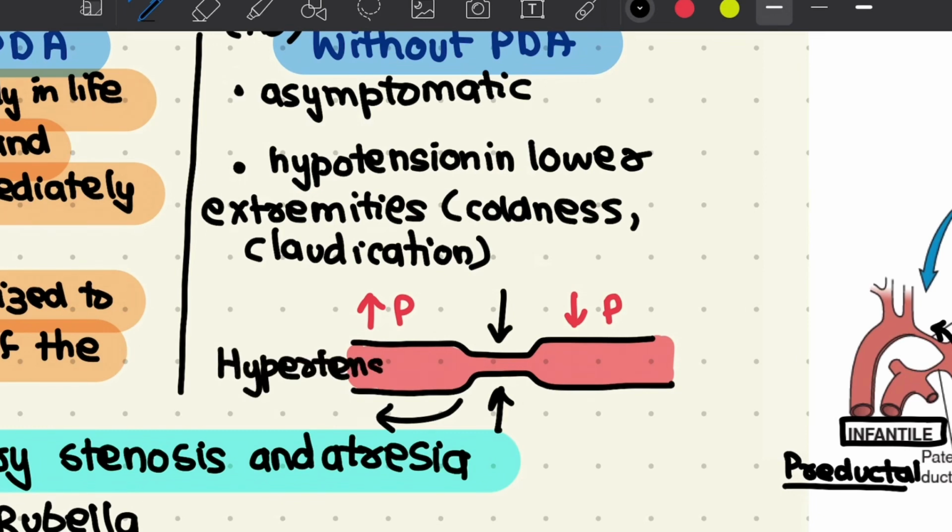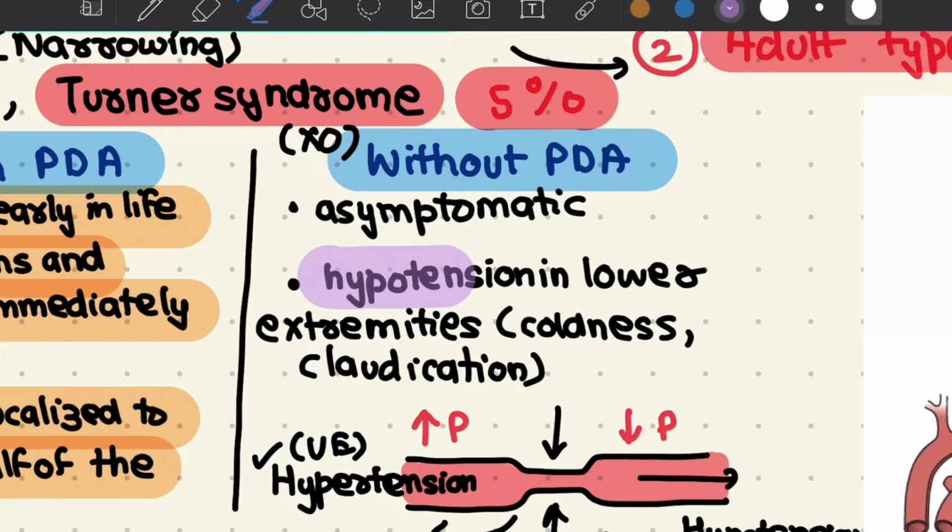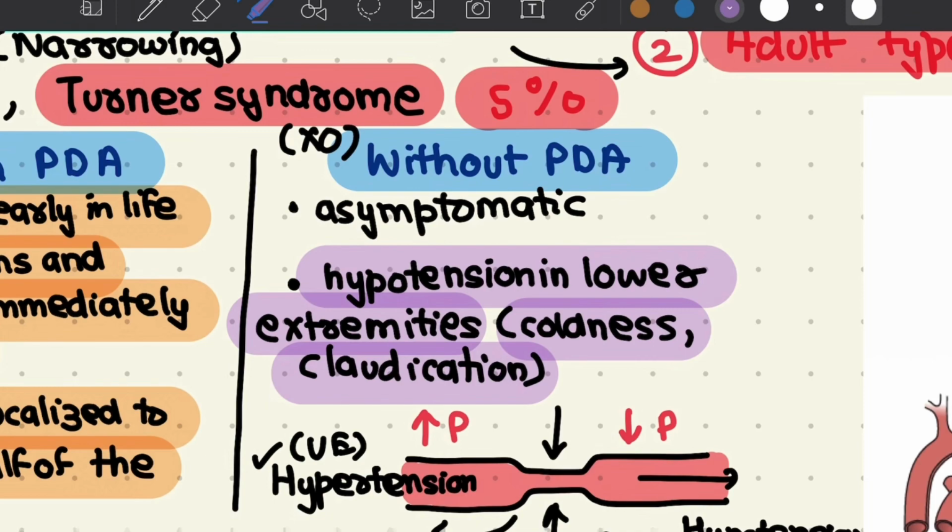So if this coarctation is occurring at the level of the ductus arteriosus, proximal to the ductus arteriosus we shall get hypertension in the upper extremities, whereas just distal to the lesion we get hypotension in the lower extremities. We get coldness and claudication of the limbs. So without PDA, it is often asymptomatic and just results in a mild form of the disease.